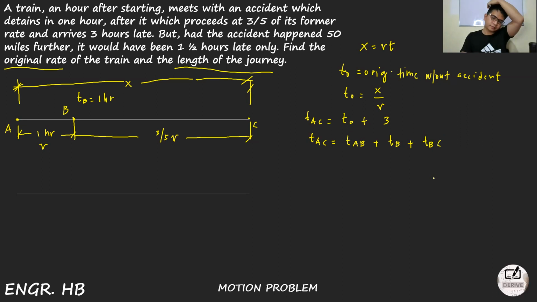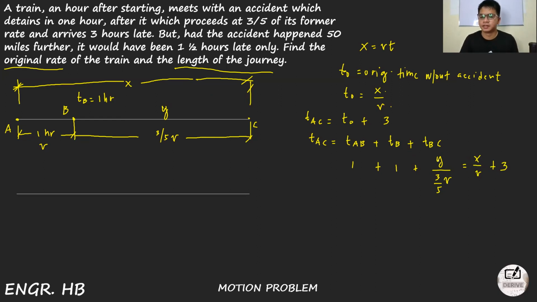Okay, so we all know that TAB is 1 hour plus yung TB 1 hour ulit. And of course, we all know that T is equal to distance over velocity. So from B to C, ano ba yung distance niya? So let us say that the distance from B to C is Y. And velocity from B to C bumagal nga. Siguro in order to avoid accident na naman, 3 over 5 v. Is equal to TO, which is X over v plus 3.